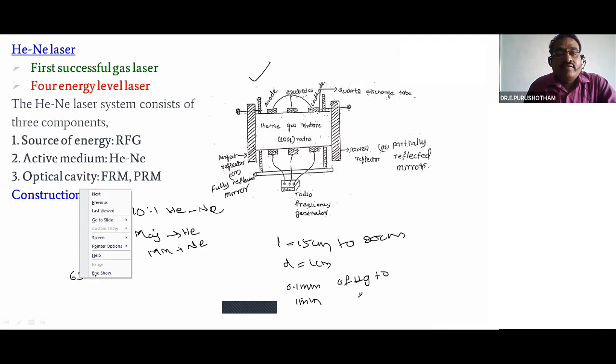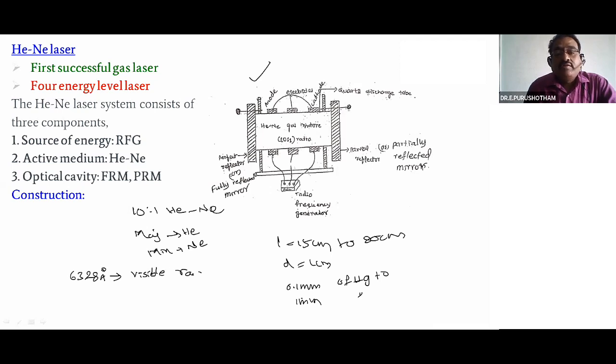6,328 angstroms radiation is visible radiation. But the 1.15 and 3.39 micrometer radiations are invisible radiation. We cannot see these 1.15 and 3.39 micrometer wavelengths. We can see only the visible radiation of 6,328 angstroms.